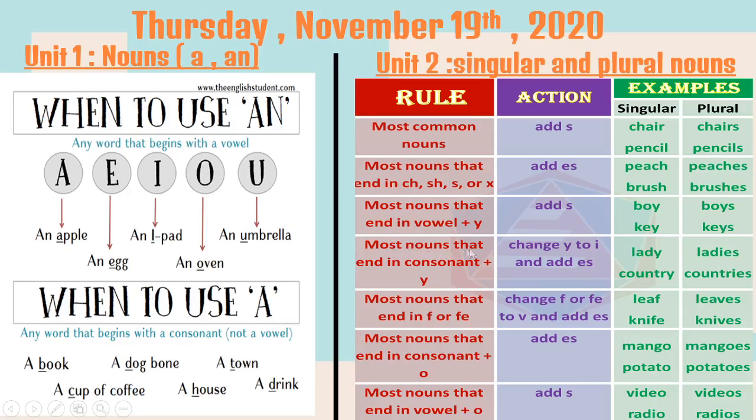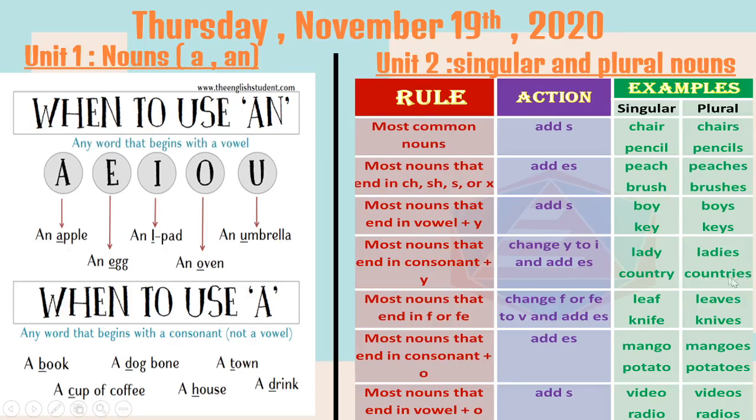Most nouns that end in a consonant plus y: as you know already, we need to change y to i, and after that we need to add es. Very good. Example, lady. Lady ends in y, right? So when we change it to plural, we change y to ies. So ladies, right? Look at this one, country. We need to change y to ies.